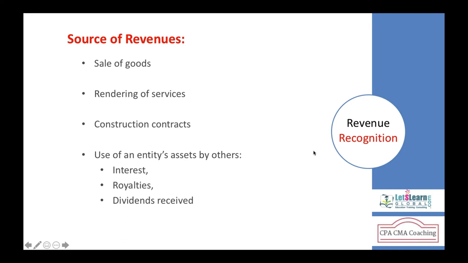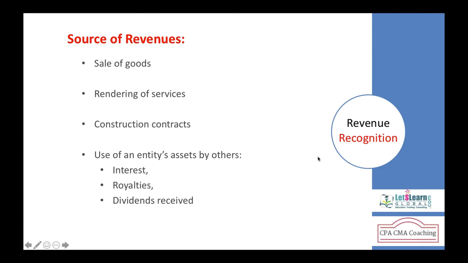In the case of goods, the source is the sale or delivery of the goods. In the case of services, we need to provide the services. You received cash, but services are yet to be provided, you cannot recognize the revenue. That is unearned revenue. Construction contracts, long-term, short-term, we use certain methods to recognize the revenue.